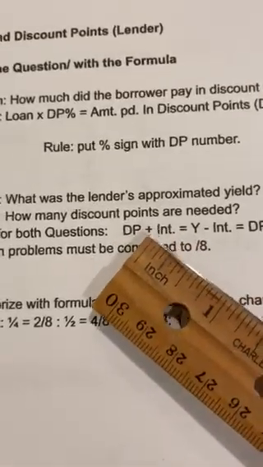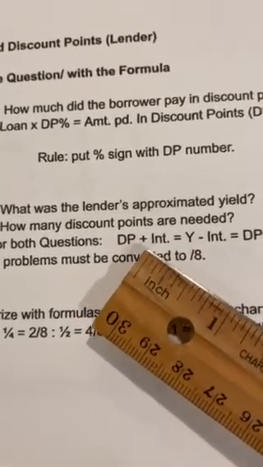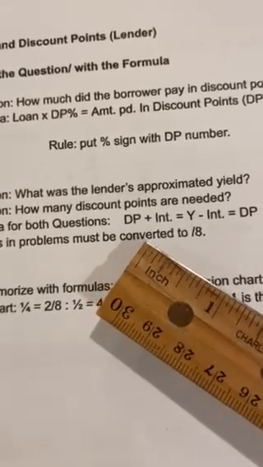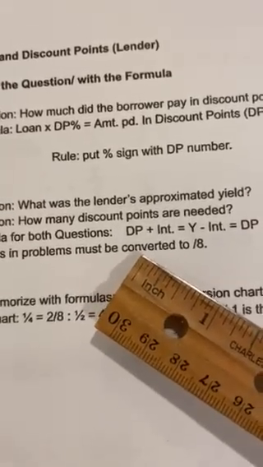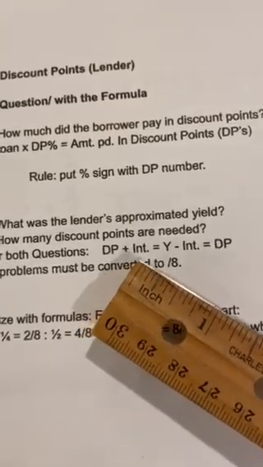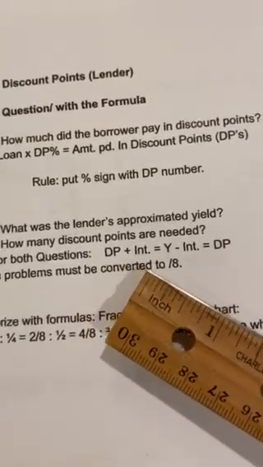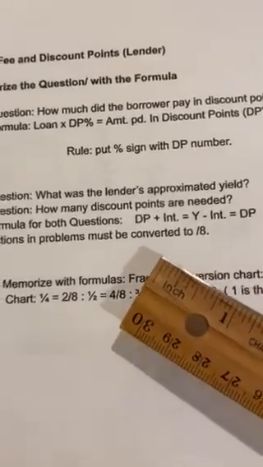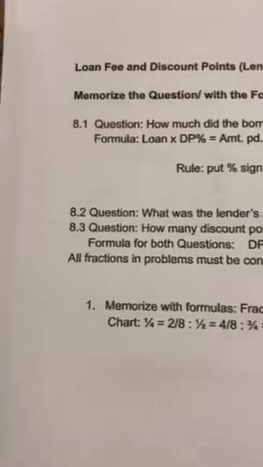And you always have to answer these questions with fractions. You always have to have 8 at the bottom of your discount point and your interest rate. All has to be in 8s before you can work out your problem. And now let's do some problems.